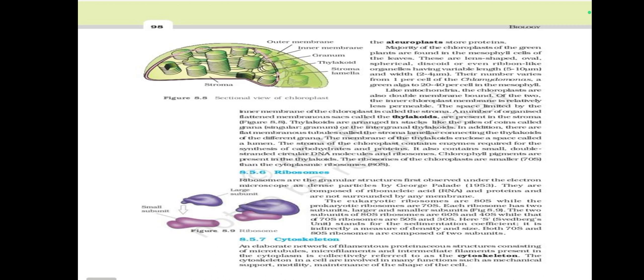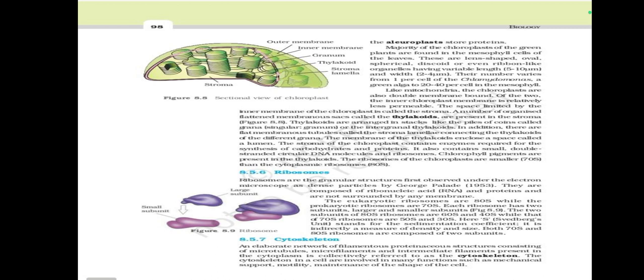Of the two, the inner chloroplast membrane is relatively less permeable, and the space limited by the inner membrane of the chloroplast is called the stroma. A number of organized flattened membranous sacs called the thylakoids are present in the stroma, figure 8.8. Thylakoids are arranged in stacks like piles of coins called grana, singular granum, or the intergranal thylakoids.